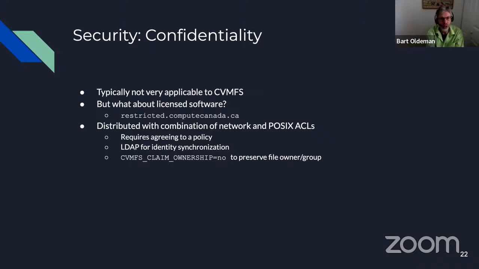Some other software, the users need to agree to a policy. So we say, for instance, for Gaussian, they need to agree that they're not writing competing software. And if they say yes to a number of questions, we add them to a soft Gaussian POSIX group, and then they can access the software in a restricted repository.